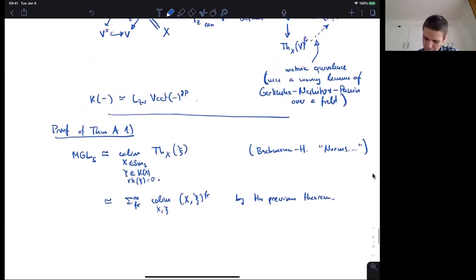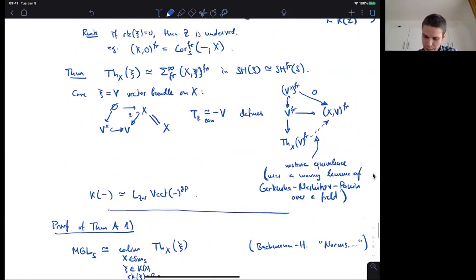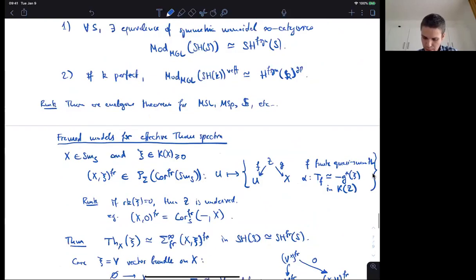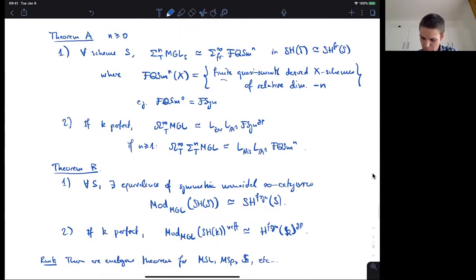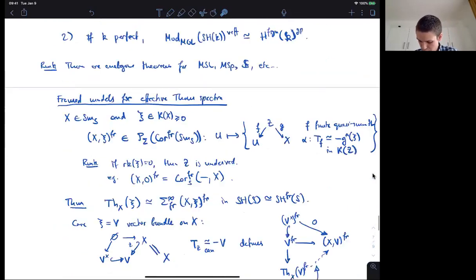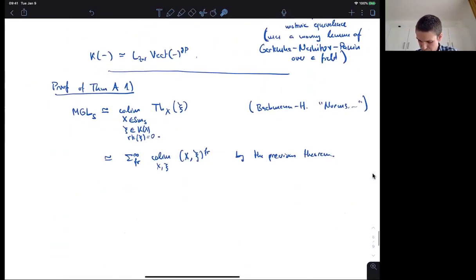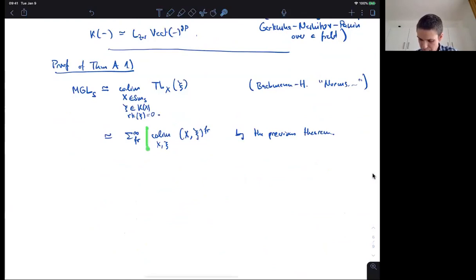Right, and so now the claim, I guess I'm only doing the case n equals 0 of Theorem A at the moment. So I'm trying to prove that MGL is a framed suspension spectrum of this stack of finite syntomic schemes. And so basically the claim is that this is actually the stack. So now we have to make a computation of this colimit.